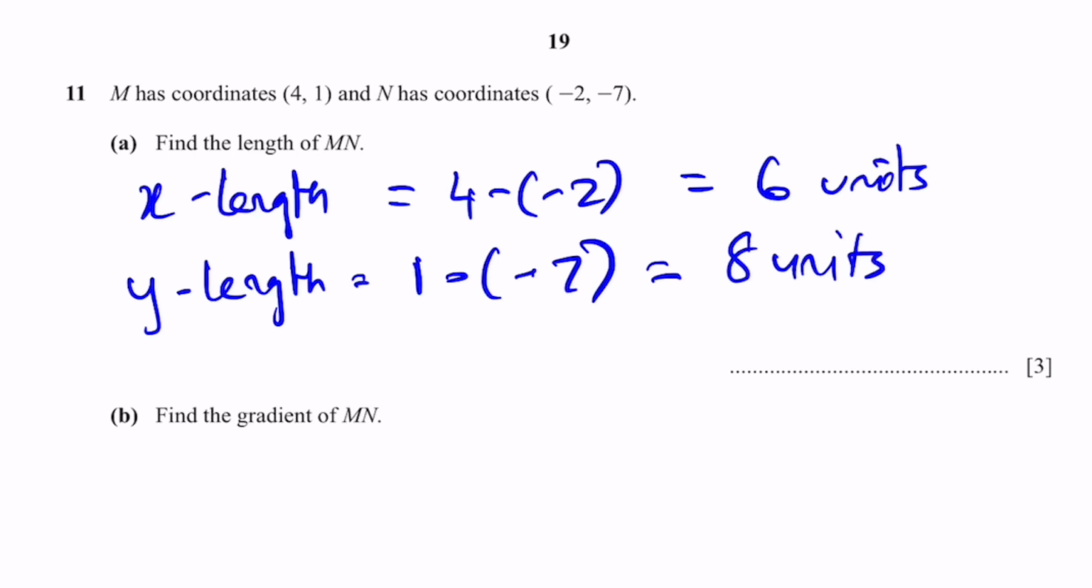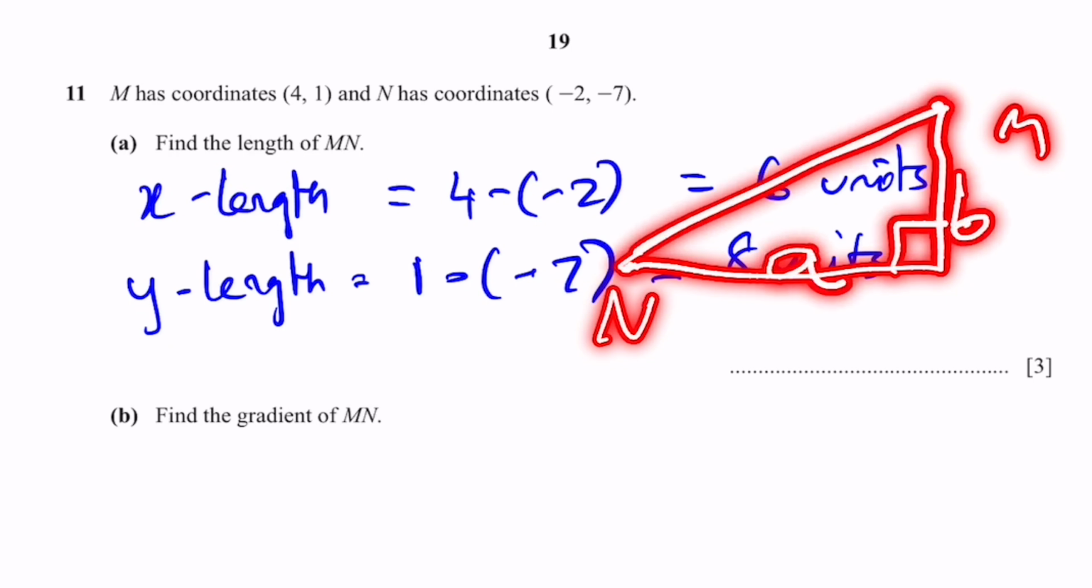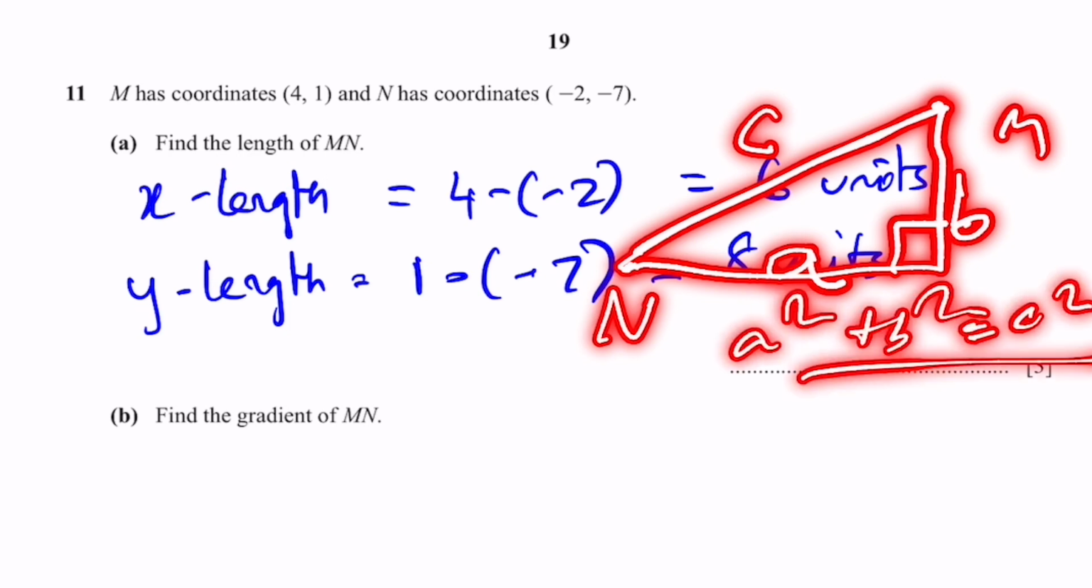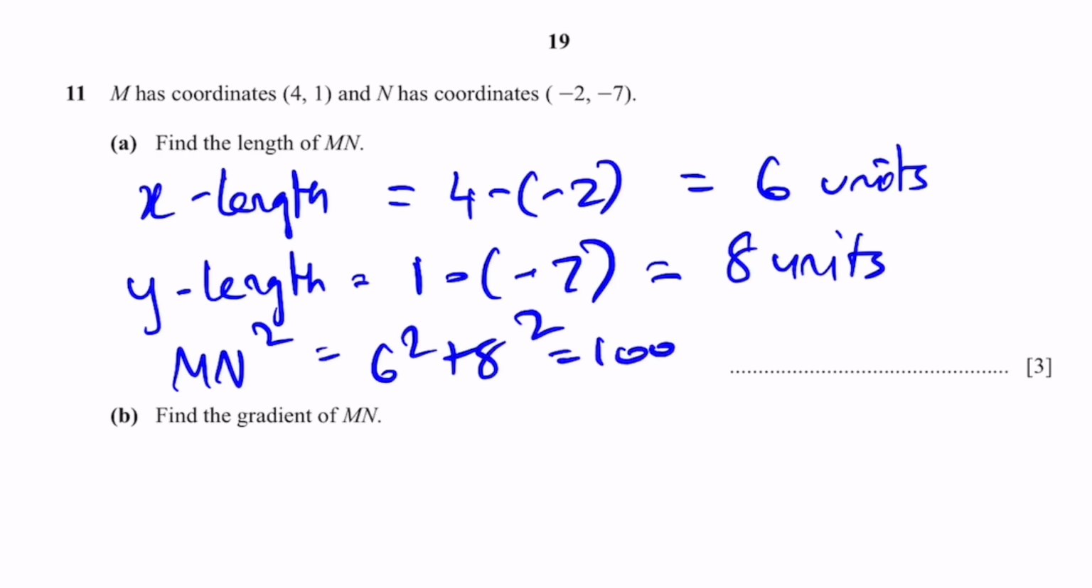Now, let's say that M is over here and N is over here. So if we have the x length here and the y length here, these will form a right angled triangle. So let's say this is A, this is B, this is C. A squared plus B squared equals C squared, the Pythagorean theorem. So therefore, the length MN squared will be equal to 6 squared plus 8 squared, which is 100. So MN equals 10 units.